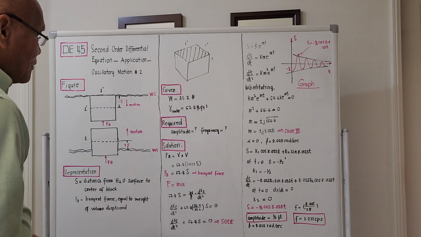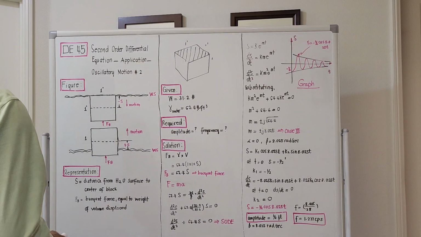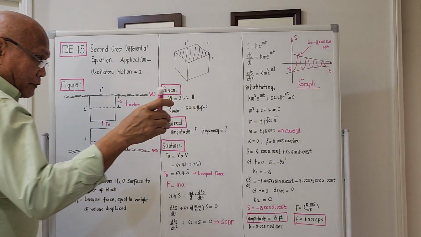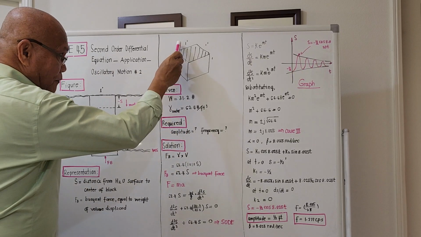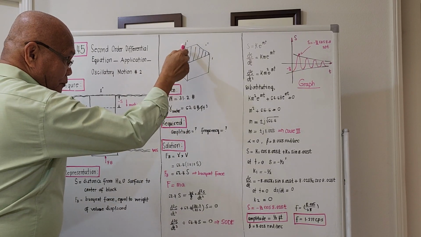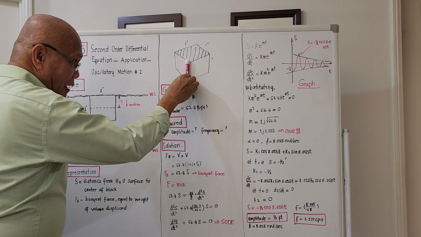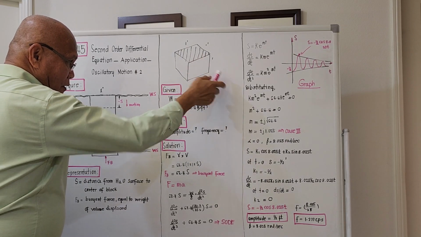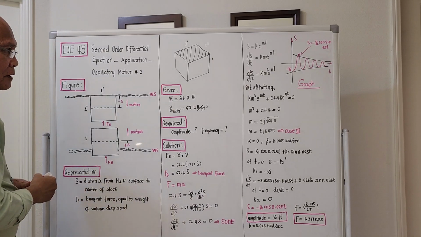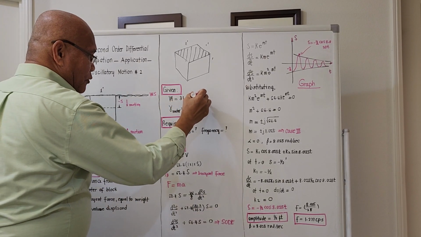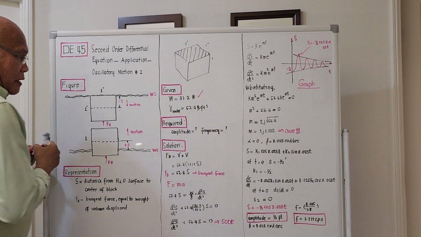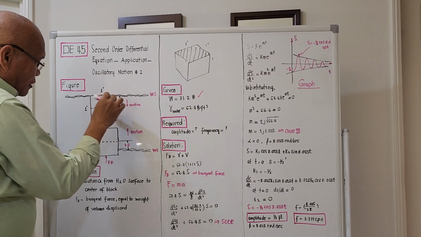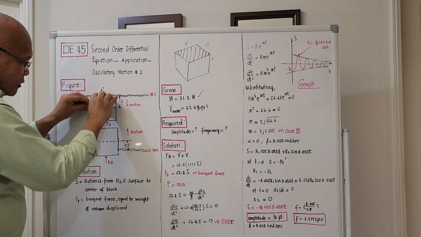The problem is something like this. We are given a block of wood. The dimension is 1 foot by 1 foot with respect to the cross section, and the height is still 1 foot. And this block of wood, the weight is 31.2 pounds. This block of wood is submerged in still water.